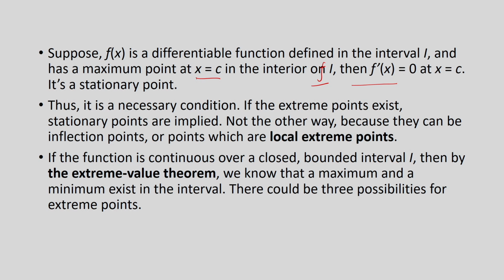What does it mean? That if this condition is not satisfied, then the function is not attaining its maximum. If the extreme points exist, then the stationary points are implied, not the other way. Not the other way means, suppose you say that at a particular point f dash x is equal to 0, that means at that point you have a maximum. Now, that is incorrect, because if you are saying that, then you are assuming that this condition is a sufficient condition, which it is not.